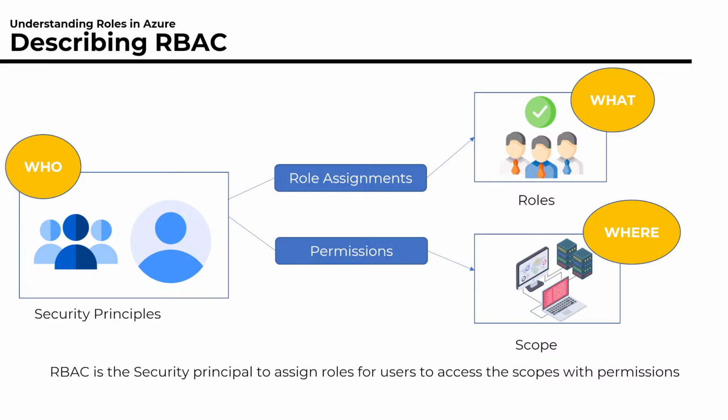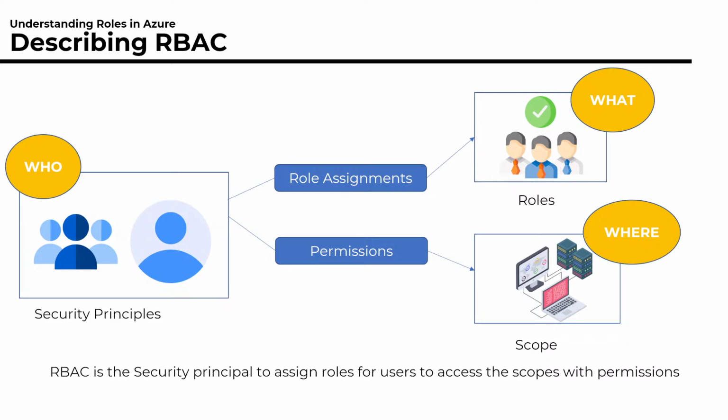RBAC is role based access control, where we provide access to security principals. Yesterday we discussed the service principals, right? So we can provide access to the service principals or to the user based on the roles that we assign at the particular scope. Here we need to remember three general keywords in RBAC. The first one is who, what and where.